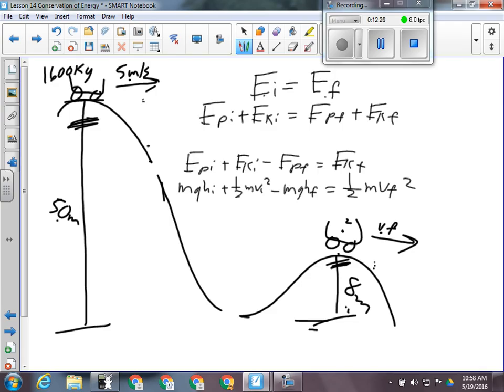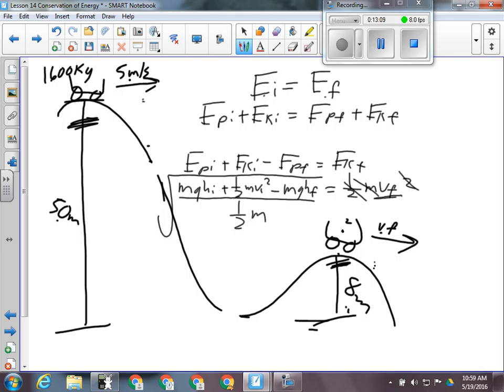Now that I have that, this is what I'm looking for, VF. How do I get VF by itself? Divide both sides by 1/2 of M. And then I'll square root. So guys, even though I've expanded it out and it looks a lot busier, it's still saying the same thing it said before. Potential plus kinetic is mechanical, minus potential gives me kinetic. Now I'm just isolating my speed.